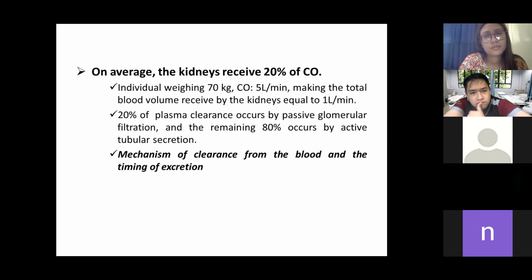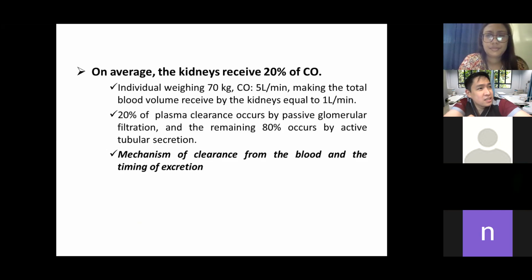On average, the kidneys receive 20% of cardiac output. In a healthy individual weighing 70 kilograms, cardiac output averages 5 liters per minute, making the total blood volume received by the kidneys equal to 1 liter per minute. 20% of plasma clearance occurs by passive glomerular filtration, and the remaining 80% occurs by active tubular secretion.